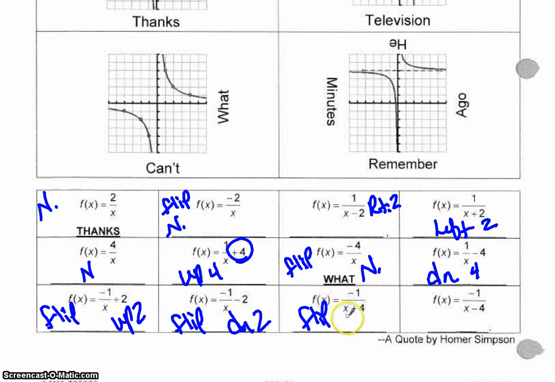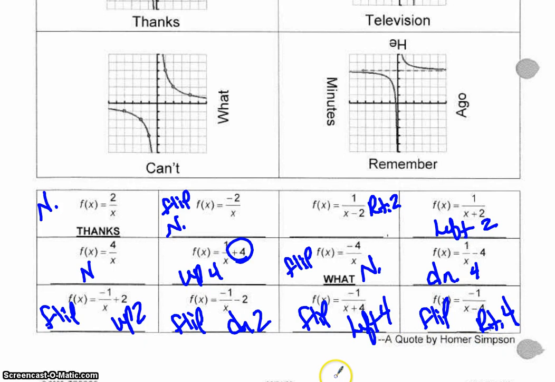We have a 4 trapped down here with the x. Horizontal move does the opposite, so it's actually going to go to the left 4. Last one, we have a negative, which is going to make it flip. And we have a 4 trapped down there. It's x minus 4, which sends it to the right 4.